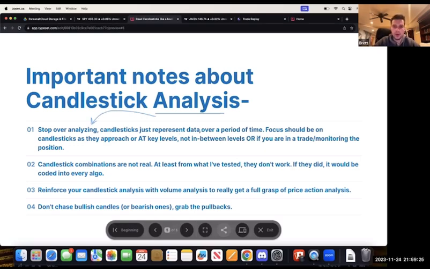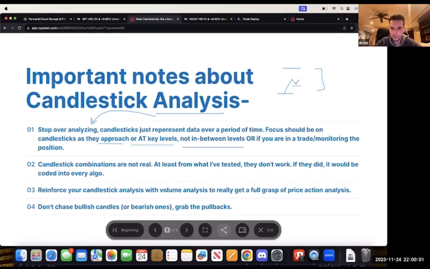Candlesticks just represent data over a period of time. Focus should be on the candlesticks as they approach or at these key levels, not in between key levels. What does that mean? Oftentimes, we start to focus on candlesticks too much, and candlesticks are most important at these key levels, right? So if you have a key level here and a key level here, and you find yourself analyzing price action over here, in the middle between these two big zones, it shouldn't be important, right? What's important is the price action at these key levels or as we're approaching these key levels, right?